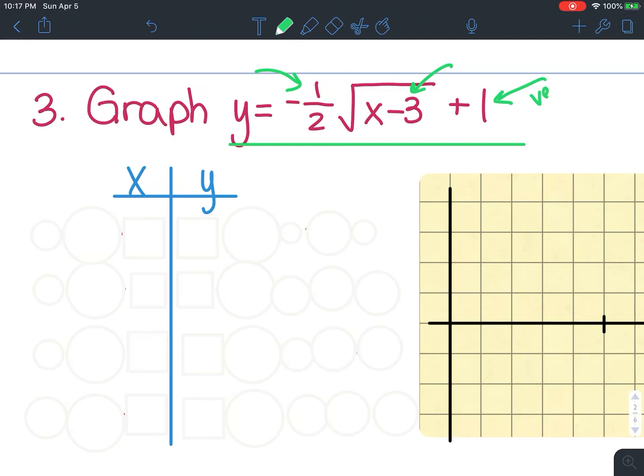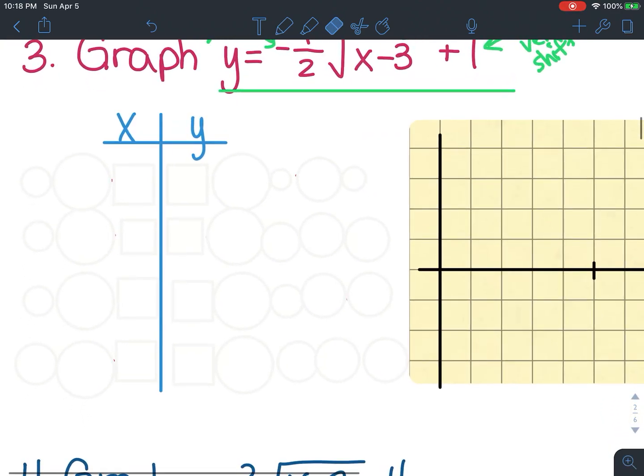So the 1 is going to be my vertical shift. 3, that's my horizontal shift. And do you remember what A does? That's the vertical stretch or compression. In this case, it's going to be a compression. It's also a flip because of that negative. But we're going to take care of those two in one step.